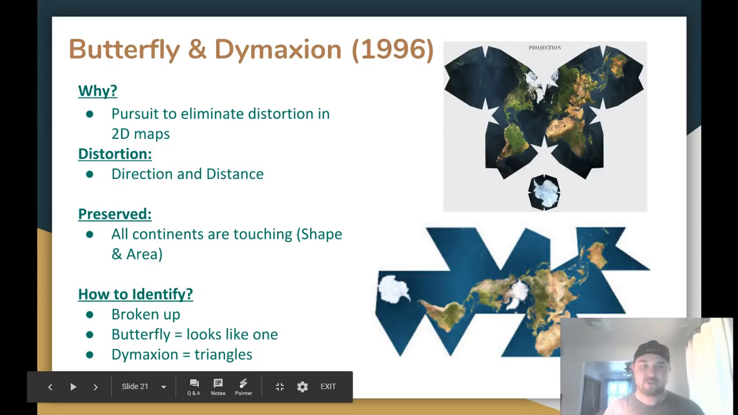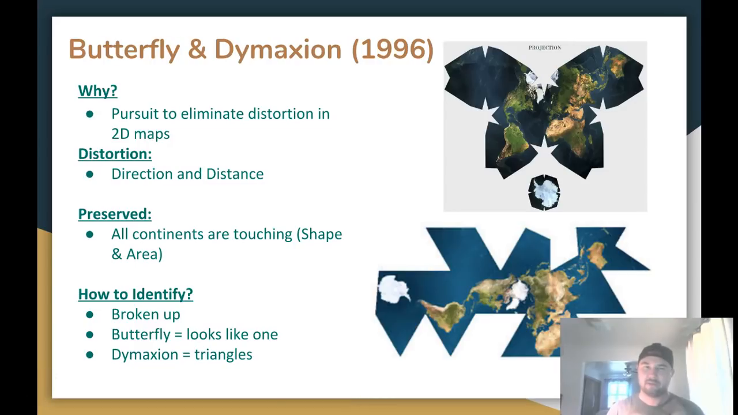The last kind of projection we're going to look at are two different projections, but they're basically the same concept. Butterfly and Dymaxion. This is where they're trying to keep everything in the world together, as long as the land and oceans are touching each other. They don't want to break up the Earth's continents too much. That's the benefit of this map, but it really distorts direction and distance.